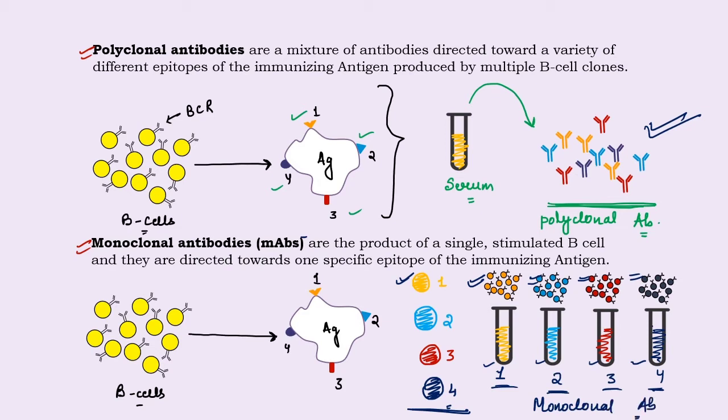Mono means one, that is, antibodies that are produced from a single clone of B cells. So the definition is: monoclonal antibodies are the product of a single stimulated B cell, directed towards one specific epitope. This one is directed against only this epitope, and this one against only this epitope. They are directed against only one specific epitope of the immunizing antigen.